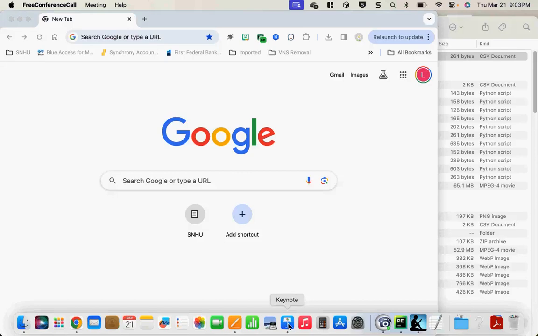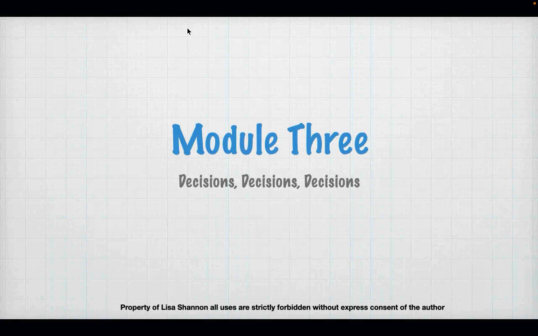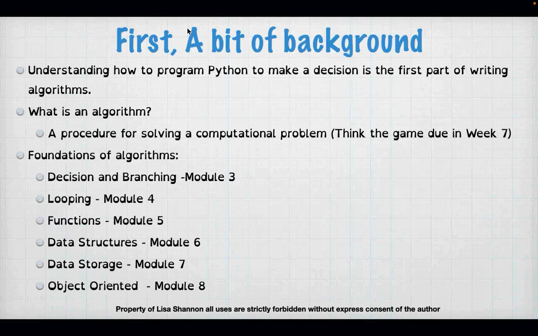Okay. So this week we are talking about how to make a decision. Computers seem like they make all these great decisions. The truth of the matter is the computer itself can only make two decisions. It can only decide if something is true or something is false. And so we as programmers have to figure out how to ask the right questions. So that's what we're talking about this week.